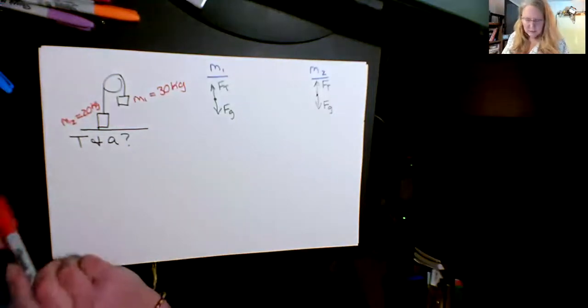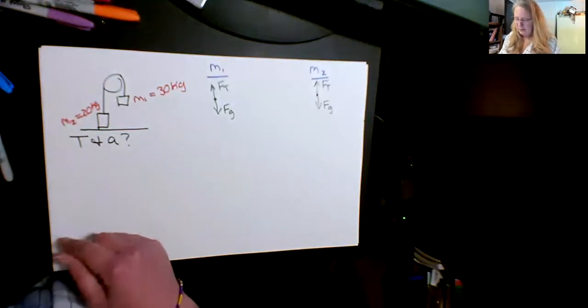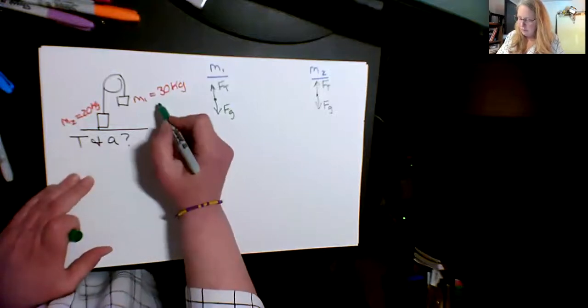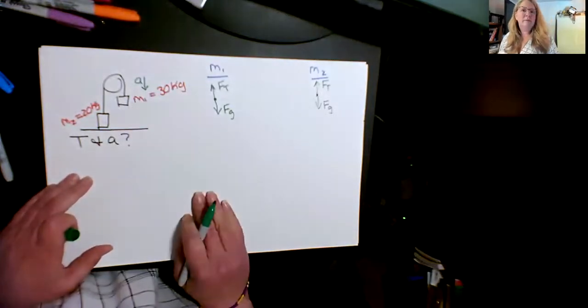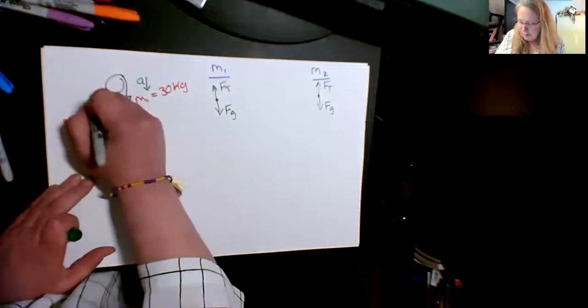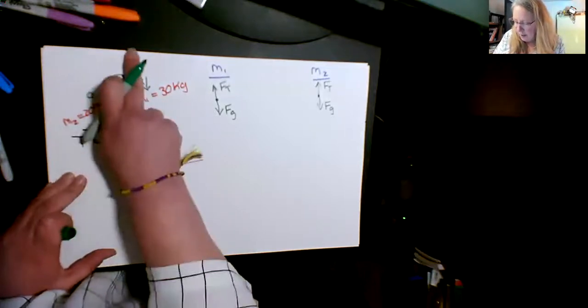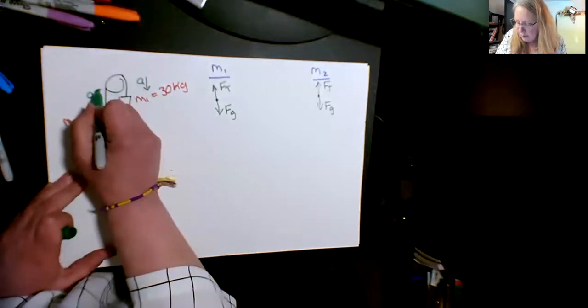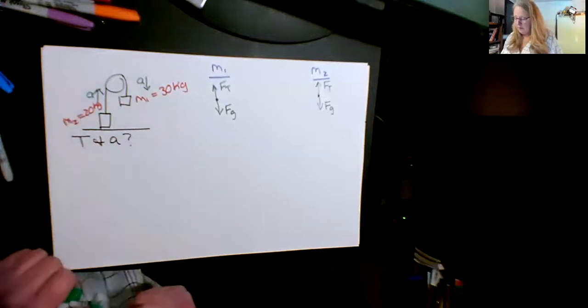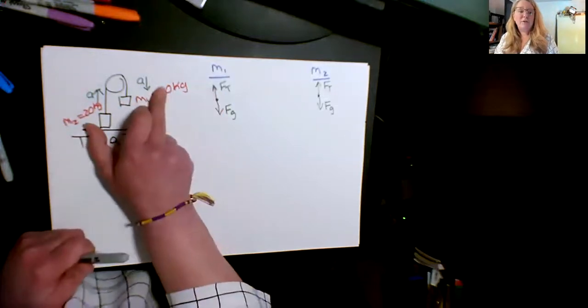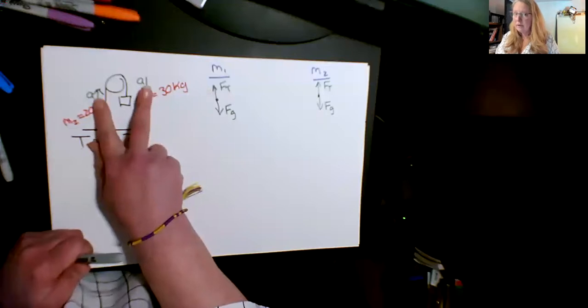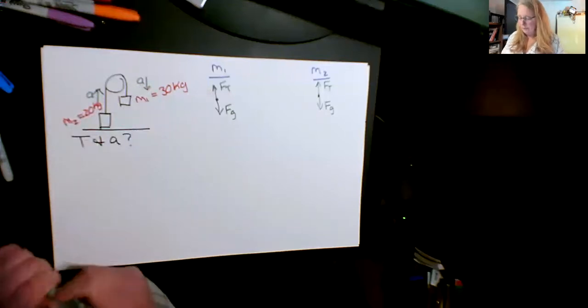So if I look at this, let's go with this color. If I look at this, this is the more massive one, so I'm going to get acceleration coming down that way. And on this one, I have acceleration, well, it's going to be going up. So its acceleration is going up. So that means that I'm going to have accelerations in two different directions, even though they have the same magnitude. So I have to be really careful there.